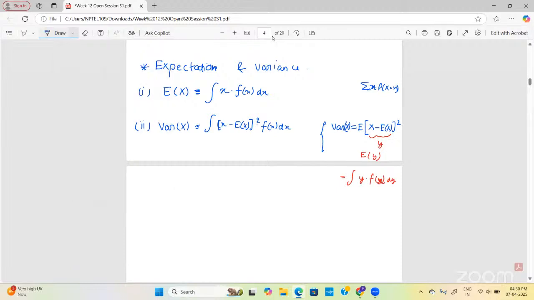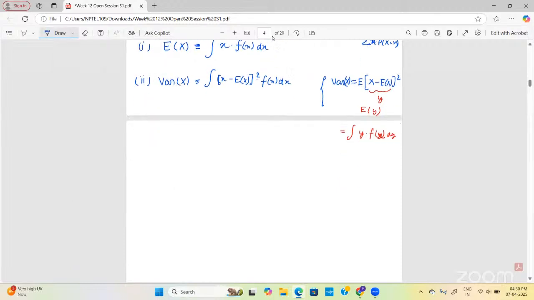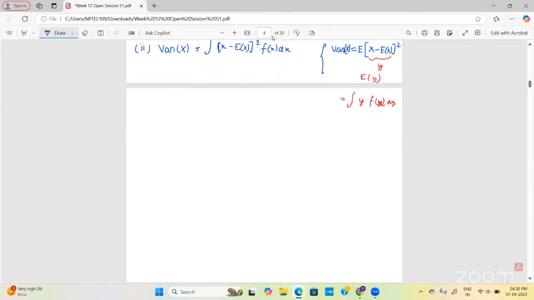Now we have to study the continuous distributions. The first distribution is the uniform distribution. So what do you understand by uniform distribution? Whatever you have studied till now.